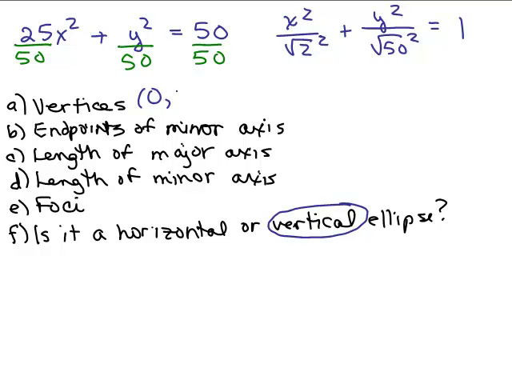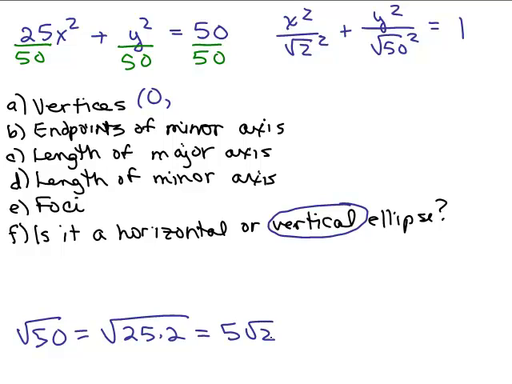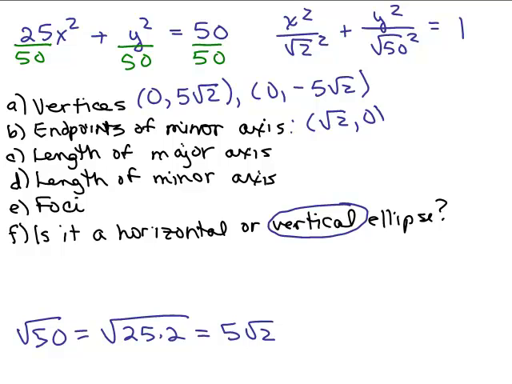That's a little bit over 7. If you want to simplify that, remember that square root of 50, how would you simplify it? That's square root of 25 times 2, so it's 5 square roots of 2. So you could either write square root of 50, or in simplified radical form, you'd have 0, 5 square roots of 2, and 0, negative 5 square roots of 2. What about the endpoints of the minor axis? The minor axis is the x-axis, so that will be square root of 2, 0, and negative square root of 2, 0.